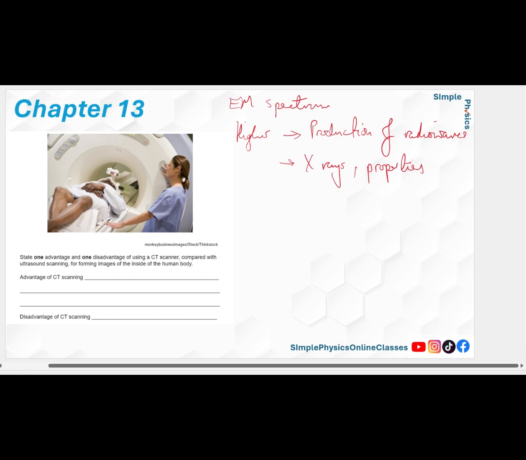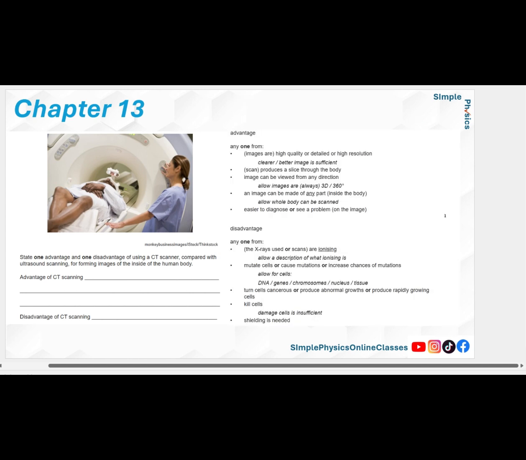Just how they use, why do we use it? So if you look at this question here, CT scanner uses X-rays. So let's have a look at what the mark scheme says. Advantage of using CT scanners: high quality or detailed, high resolution. Okay, so they're not ionizing enough to cause cancer like gamma rays. Produce slice through the body. Easy to diagnose or see the problem.